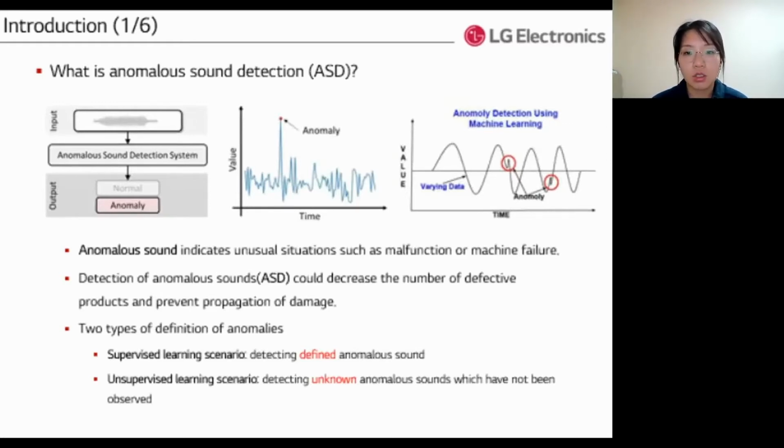Effective detection of machine anomaly will lead to the decrease of number of defective products and prevent further propagation of machine damage. There can be two definitions of anomalies in this task. In the supervised learning scenario, you detect defined anomalous sound. On the other hand, in the unsupervised learning scenario, you detect unknown anomalous sound, which hasn't been observed.